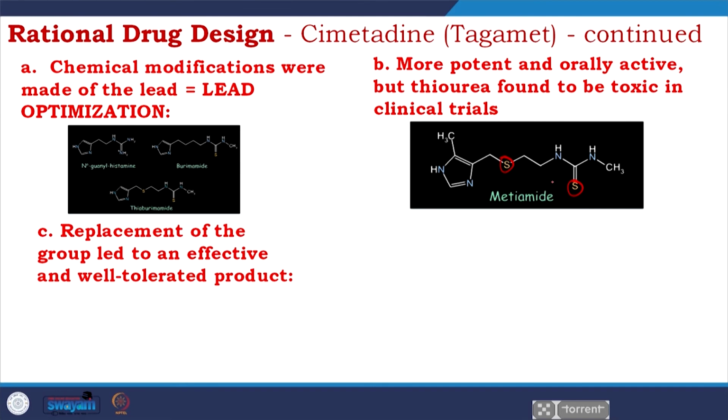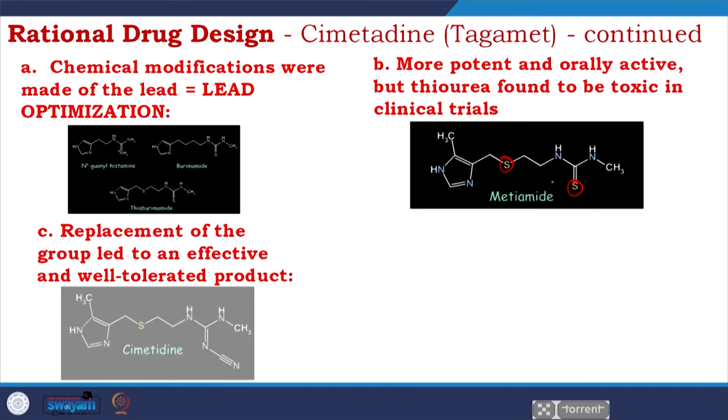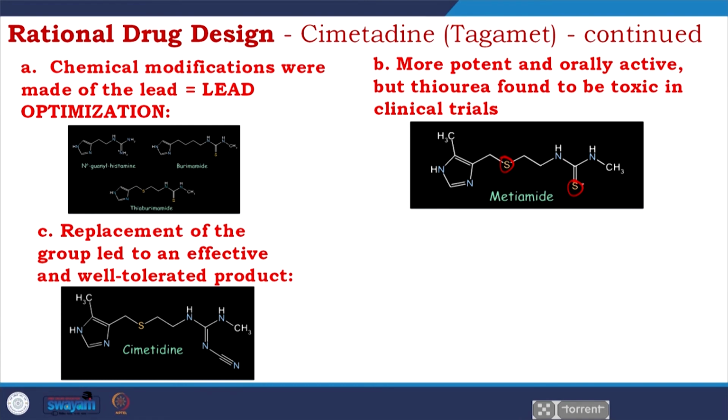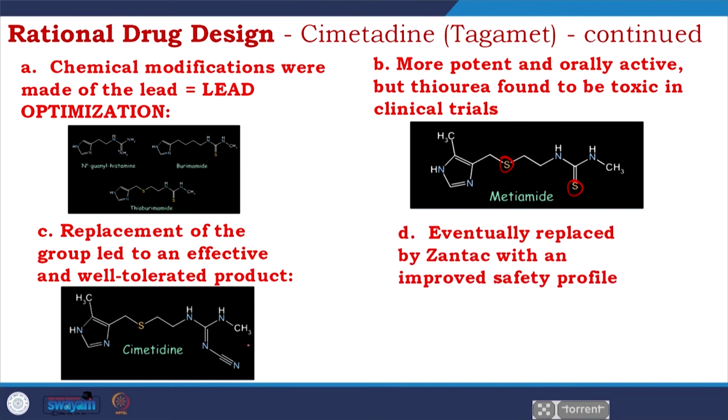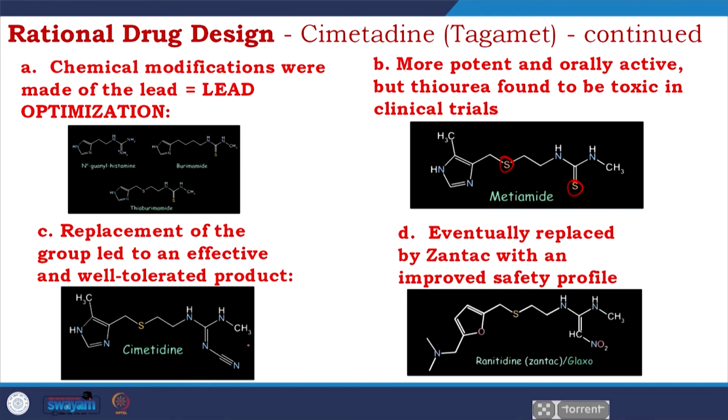Replacement of the group led to an effective and well tolerated product. So, one sulfur is replaced by a chemical group, which gives the drug cimetidine, and eventually it was replaced by Zantac with an improved safety profile. So, the azo one was also replaced and we get Zantac or ranitidine with a safety profile. The company Glaxo is marketing it. So, that is called the rational or logical drug designing.